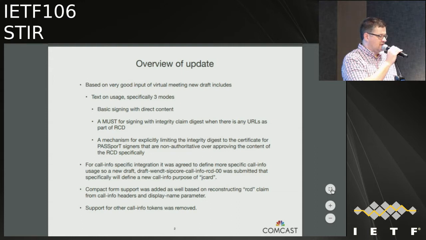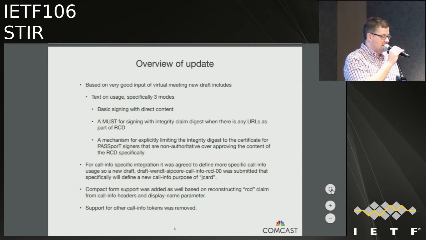The first one has nothing about integrity. We're just signing direct content into the claims, like directly incorporating a J card, for example, and there are no URIs or anything like that. The second one is if any of the content in the RCD claims has any URLs, then you must sign with an integrity claim digest. If anybody's new to that, it's a digest over the content that the URLs point to. There's a serialization mechanism that tells you which order to do the URLs and insert the content into the digest and all that other stuff.